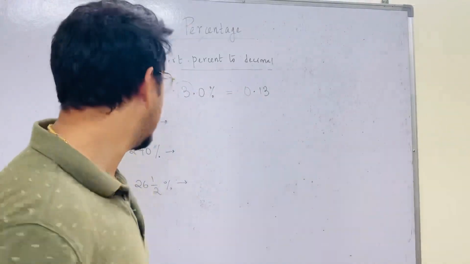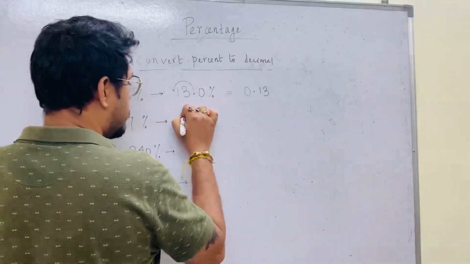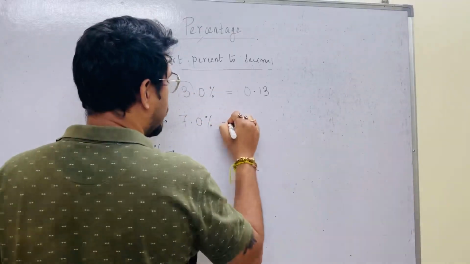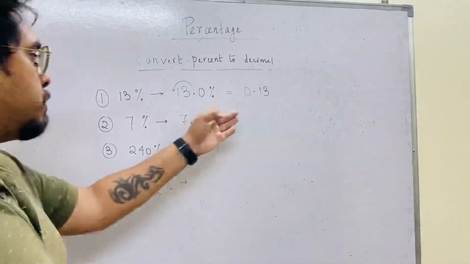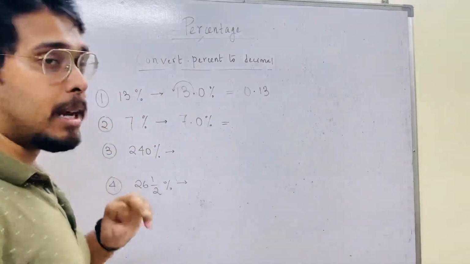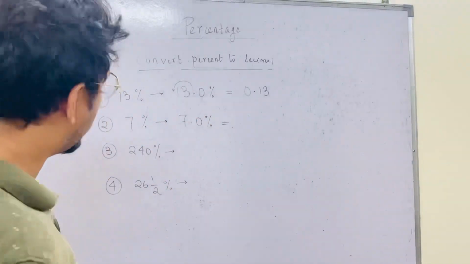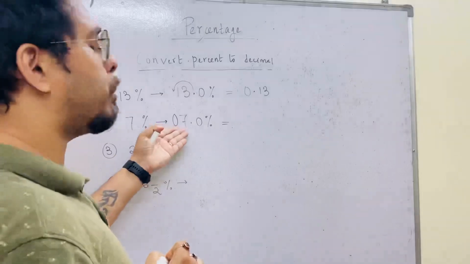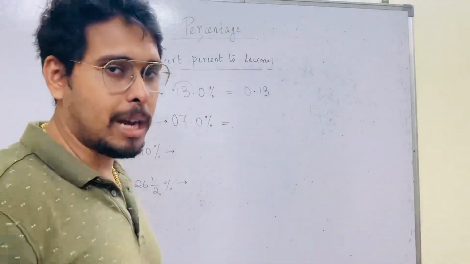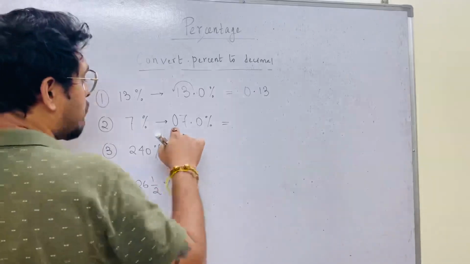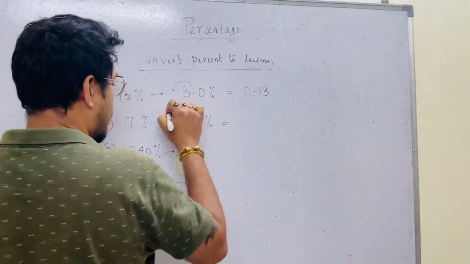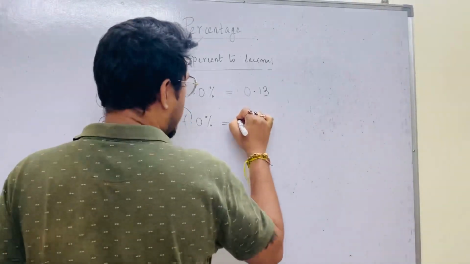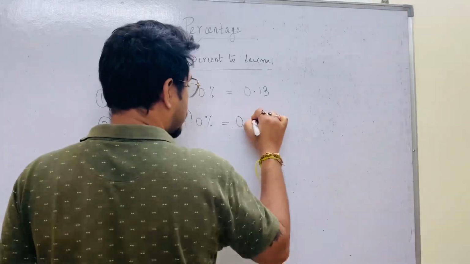Similarly for 7%, what is the current point? It is 7.0%. Now in order to get the decimal form, it has to go 2 digits to the left. The problem is there is only 1 digit. So what do we need to do? I just take a 0 before it, because it doesn't matter how many zeros I add before the number, it doesn't change the value at all. Now that we have two digits, I can move the decimal point 2 digits to the left, and my answer will be 0.07.